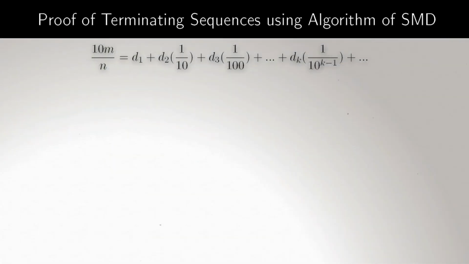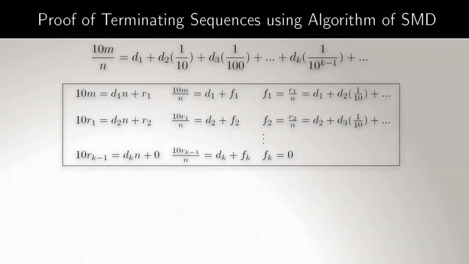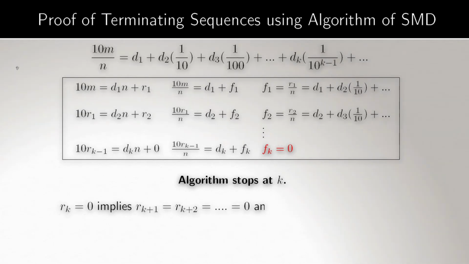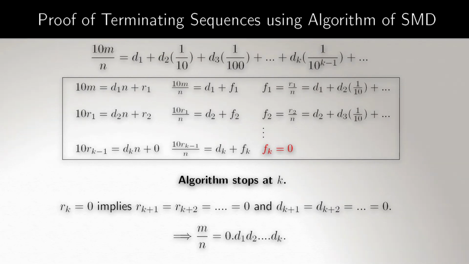In the case where we reach the kth division and we obtain rk to be equal to 0, then we will also have that fk will be equal to 0. Therefore, the algorithm would stop at the kth division. This implies that all the following remainders and all the following quotients will be equal to 0. M divided by n will be equal to 0.d1, d2 till dk. Therefore, we would obtain a terminating sequence.